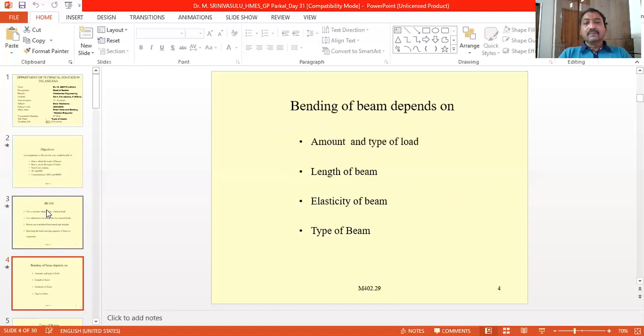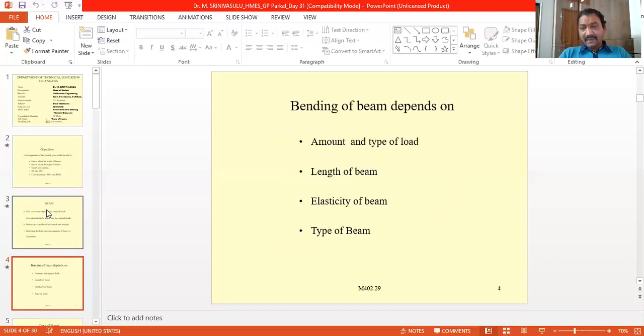Next, the bending also depends on the length of the beam. If the length is more, it produces more bending moment. The bending moment is nothing but force times distance, so when the length is more, the distance increases and it produces more bending moment. If the length is short, it produces less bending moment.